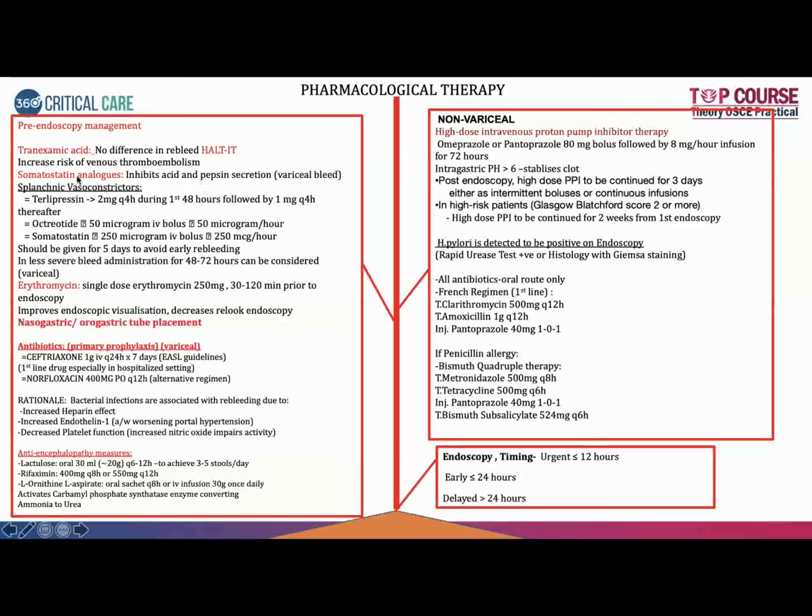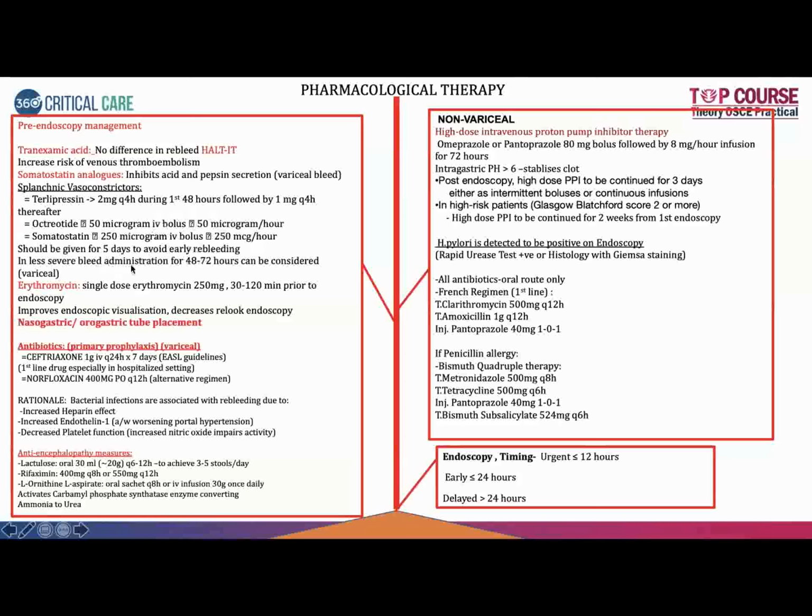Use of somatostatin analogs. So what are the somatostatin analogs? Terlipressin, octreotide, somatostatin. Terlipressin dose being 2 milligram every 4 hourly during the first 48 hours followed by 1 milligram 4 hourly. Octreotide 50 microgram IV bolus followed by 50 microgram per hour. Somatostatin 250 microgram IV bolus followed by 250 microgram per hour infusion. So these need to be continued 5 days to avoid early rebleeding.